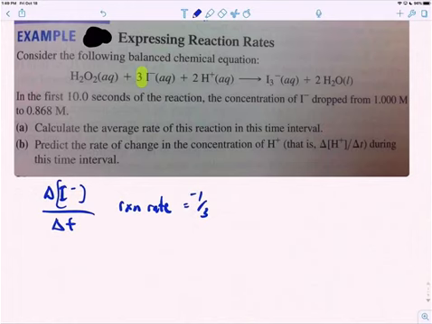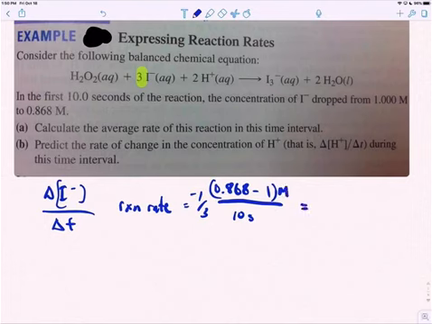And then we have to do the change, final minus initial. So minus 1/3 times the concentration change. The final is 0.868 minus 1. So that's the change in concentration. The change in time is 10 seconds.